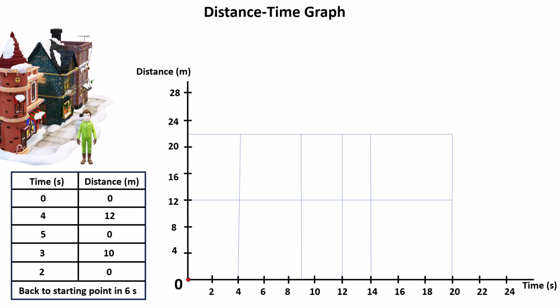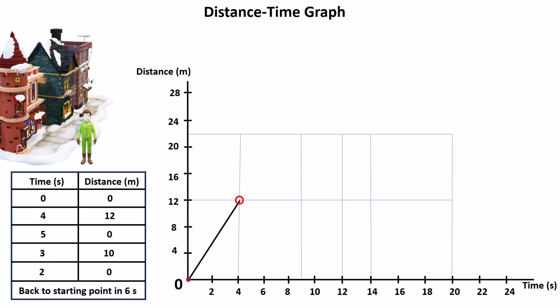Now for our next points, he covered 12 meters in 4 seconds. This is where that is located on the graph. Now all we have to do is to connect the 2 points. So this is what we have so far. He started from rest, that is the starting point. He then walked for 4 seconds covering 12 meters.